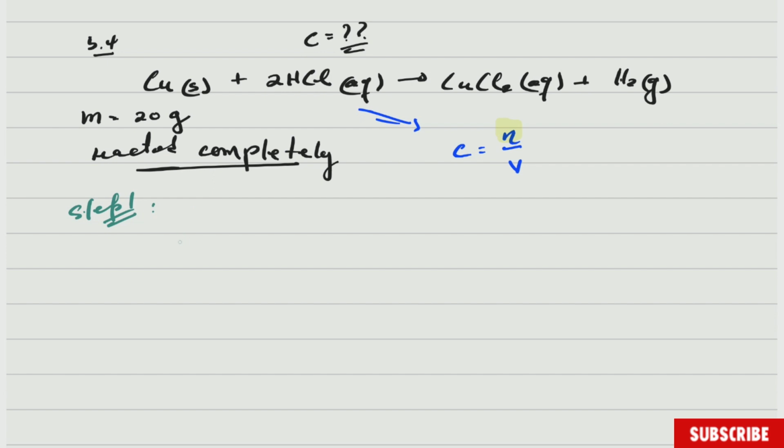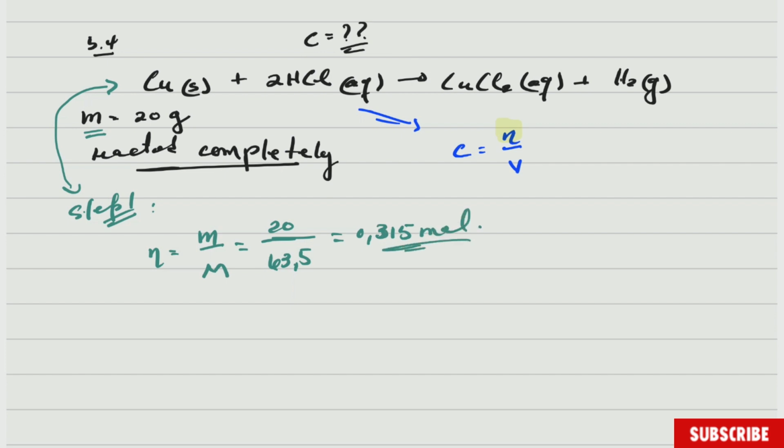Alright, so how to calculate the number of mole of copper? They gave us mass, so number of mole is equal to mass divided by molar mass. And then this one is equal to 20 divided by 63.5. Remember, we're working for copper. When you solve this one, you will get 0.315 mole. That is step 1.